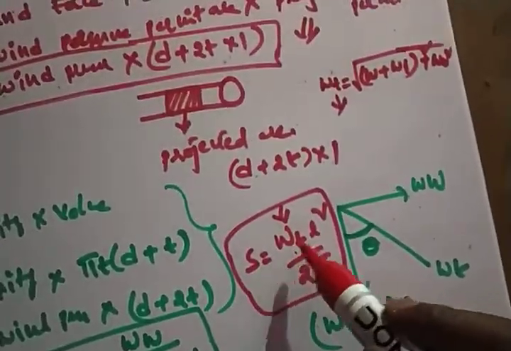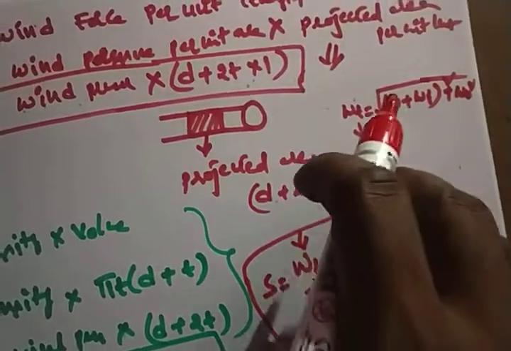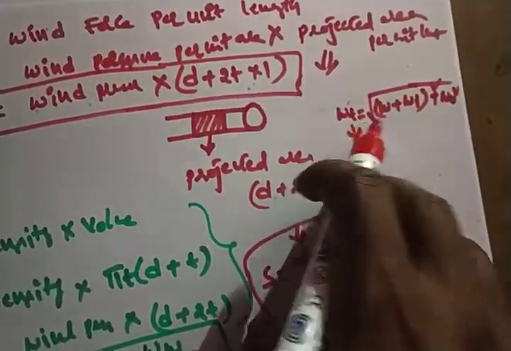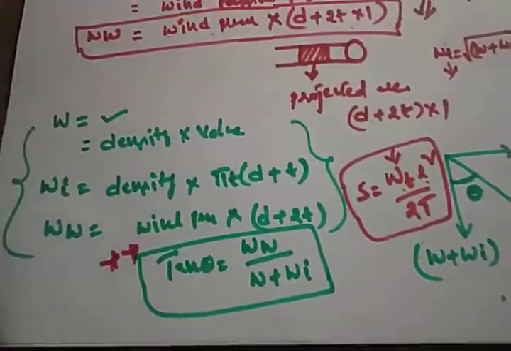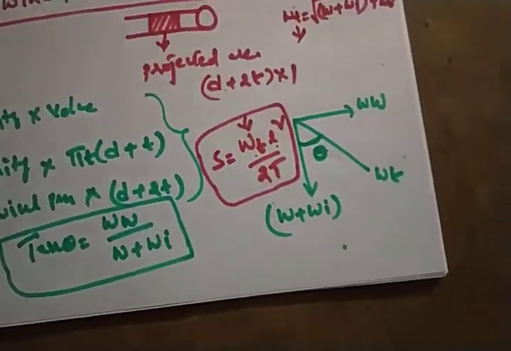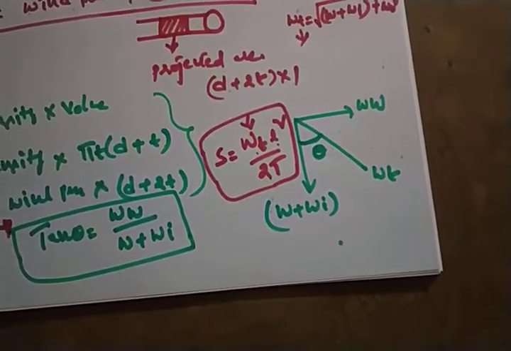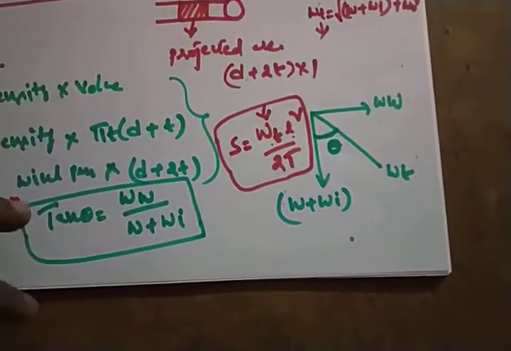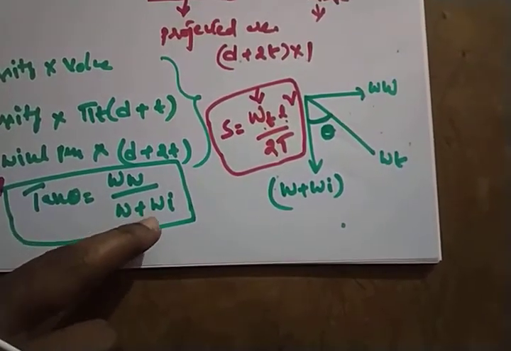You know WT, you know the length, you have to calculate the sag value. So this is the sag present in the system when wind and ice loading occurs, right? So what is the vertical angle? How much angle does this transmission line move when ice and wind loading are present? Tan theta is equal to WW by W plus WI.